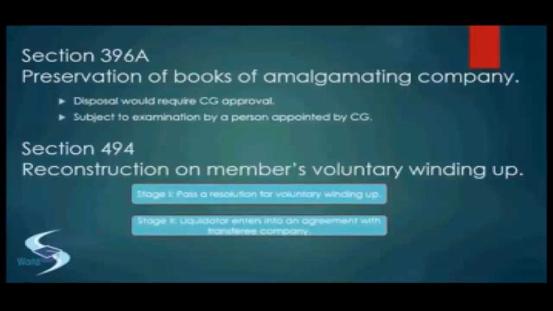Then the liquidator of the company, who has been assigned after the company undergoes voluntary winding up, can enter into an agreement with the transferee company. They will settle the terms and conditions and enter into an agreement: okay, I will give you the properties and the assets of the company, and in return what you will give me is the shares or cash or any other consideration, whatever they deem fit.